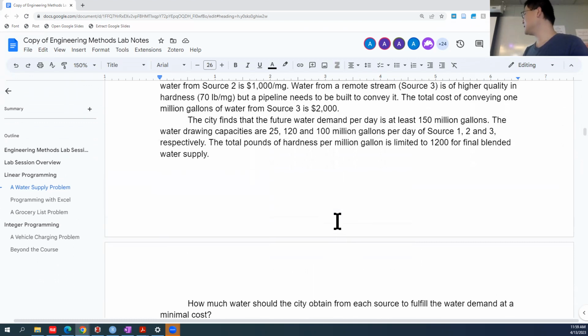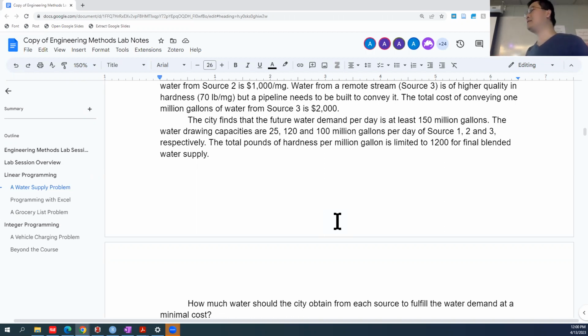And usually your homework and exam questions will provide you a hint to help you to formulate this problem. In my practice problem, this is expressed as how much water we should extract from each source to fulfill the daily water demand at a minimal cost. Sometimes some of the constraints may not be expressed explicitly in the final question.